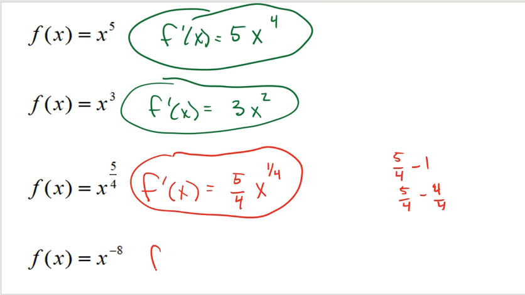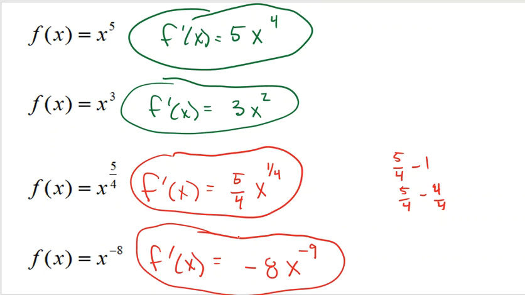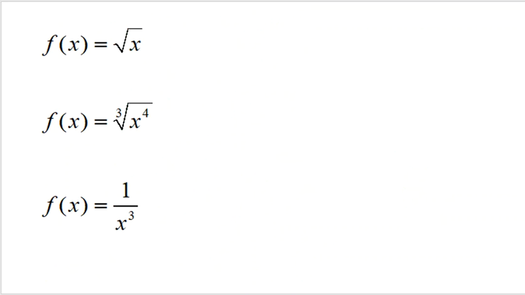All right. So again, let's try this last one here. X to the negative 8. It even works with negative exponents. Doesn't matter. Follow the rule. Negative 8 falls down in front. The new power is 1 less than the old power. So negative 8 minus 1 is negative 9. So there is my derivative. Negative 8 times x to the negative 9. So easy. Let's use the power rule in some more situations.